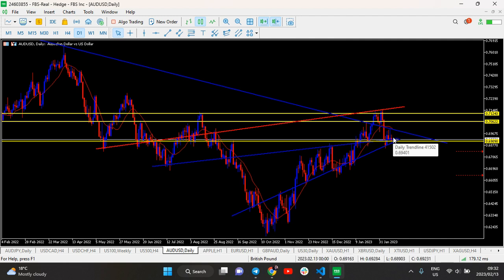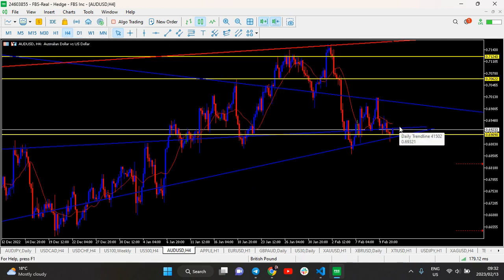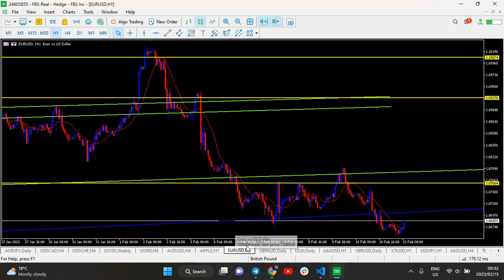So now we want to see the price break above 0.69400, not even 400, 0.69300. Yeah, 400 can, just to be clear, maybe retest, then we'll likely see the price move higher.